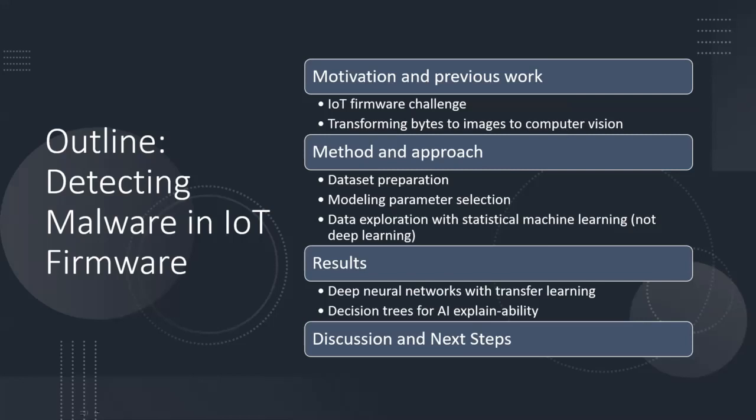And finally, we're going to do some data exploration with a combination of statistical machine learning, so things like decision trees, and more obvious ways to interpret the results. And then finally, we're going to try and push the envelope of deep neural networks with transfer learning, which is a familiar and successful way of solving a lot of image classification problems.